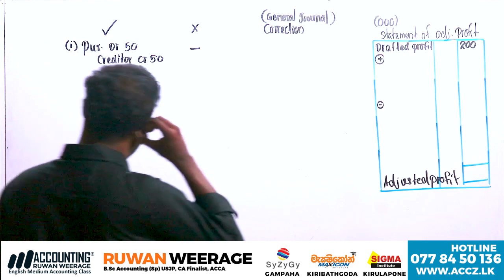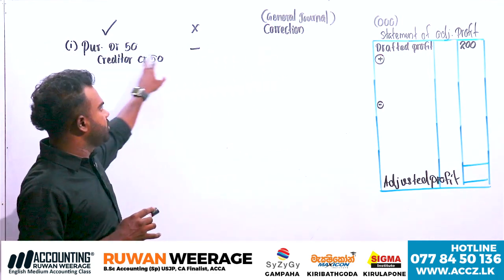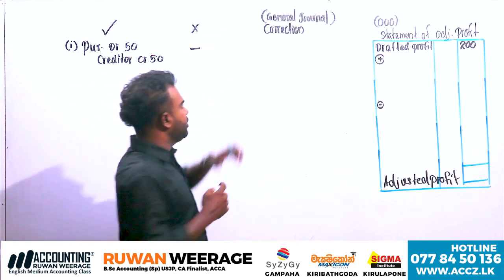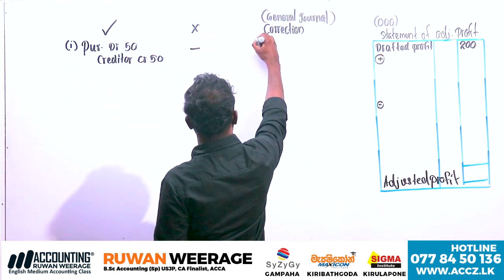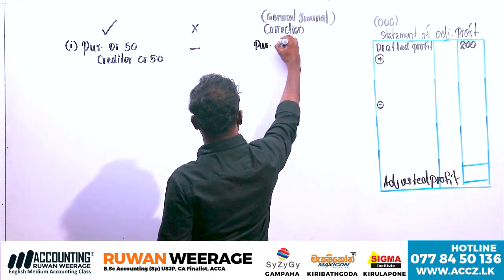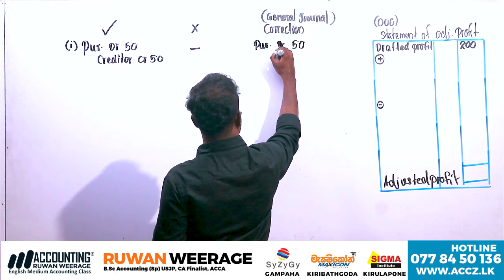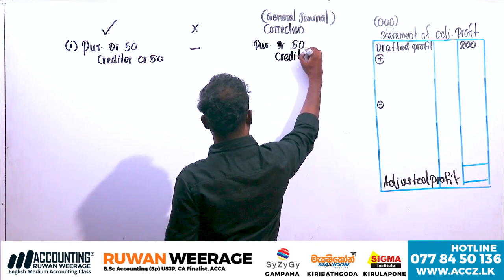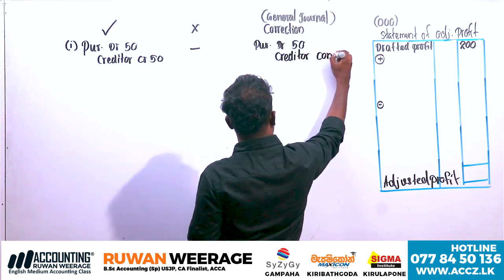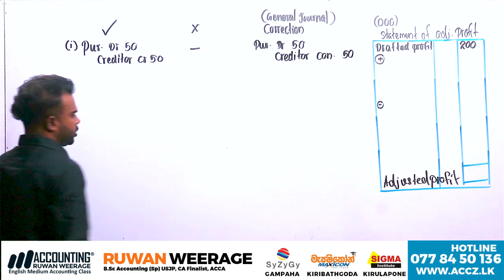How do we correct it? Same double entry which is not recorded. To correct it, record it. That's the correction: same entry, record it. Purchase debit 50,000. Creditor control credit 50,000. Write down the correction entry.